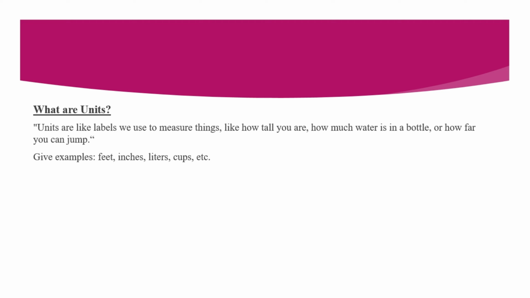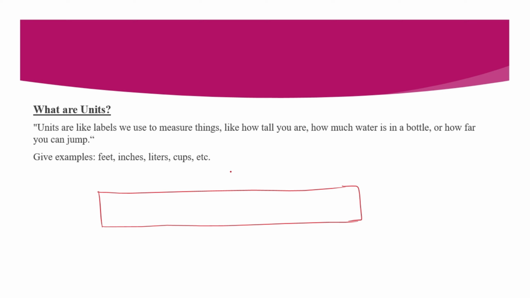For example, let's say you have a ruler, like this. Usually on a ruler we have different units. We usually have centimeters written, and we also have inches. You can see on your ruler if you have one. Inches will be written here, or maybe the centimeters will be written here.